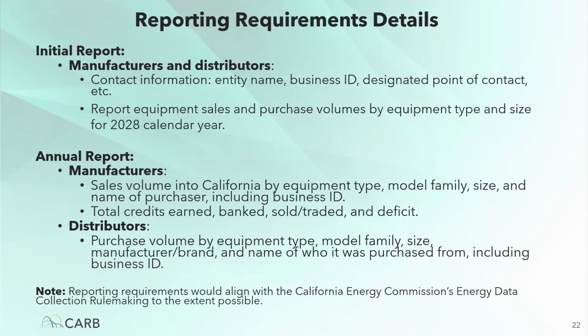Distributors would be required to report on their equipment purchase volume by equipment type, model family, size, the manufacturer or brand, and the name and business ID of whom it was purchased from. The purpose of these details is to ensure accuracy and transparency between the regulated entities and CARB. Finally, with the California Energy Commission developing an energy data collection rule, CARB will try to align our final reporting requirements to the extent possible to minimize administrative burden on regulated entities.